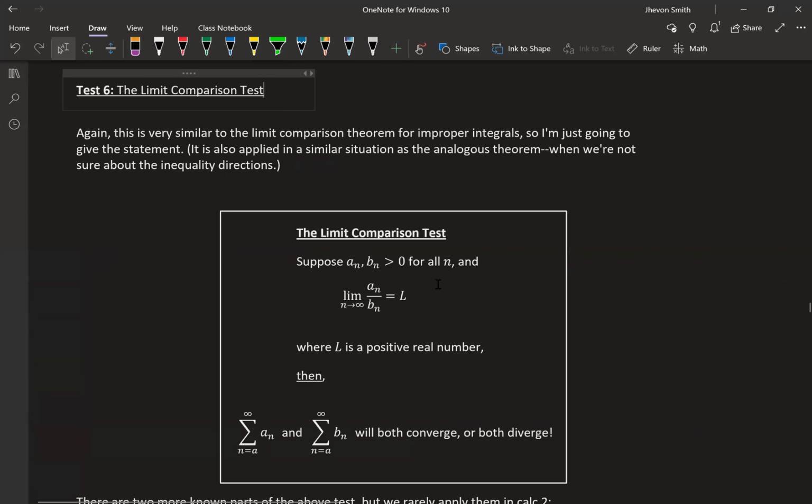Okay. And again, very similar. Suppose you have two guys that are positive, two sequences where they're always positive. If you take their ratio and take the limit and you get a number, you can determine what happens to the series based on what that number is. We have a question here.